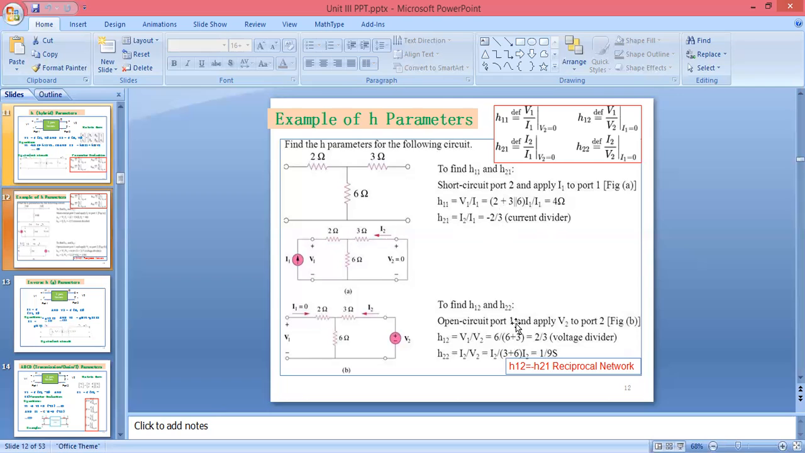And you will get value of H12 and H22. When we are considering I1 as 0 ampere, we are considering port 1 as the open circuit. Here we have finished our H parameter.